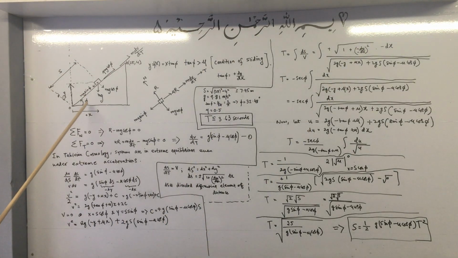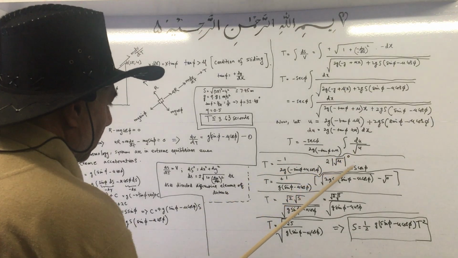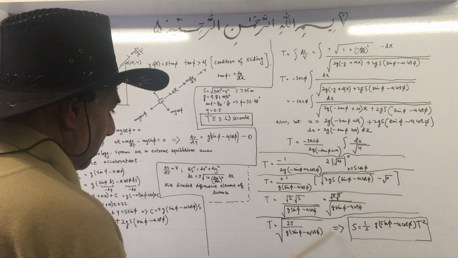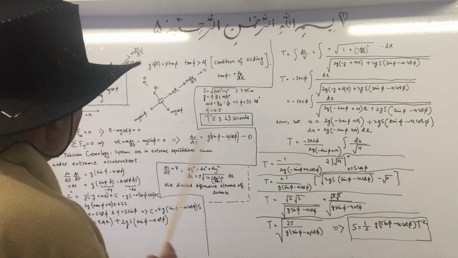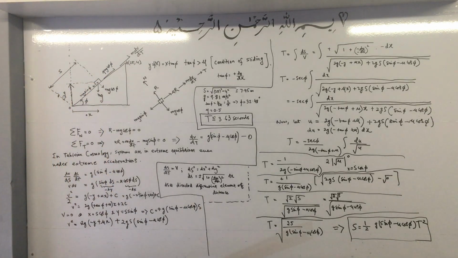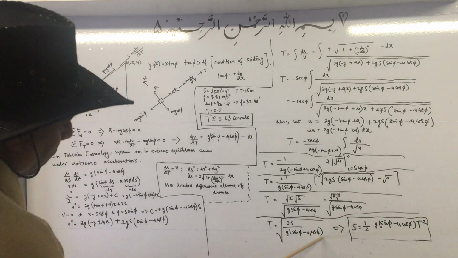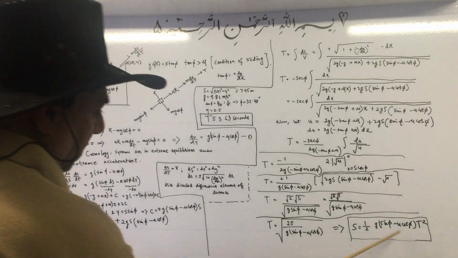Okay, x is s cos phi, where the body starts, down to when x becomes 0. You put this one in, and you get t is equal to the square root of 2 times s, the distance, divided by g sin phi minus mu cos phi. Or you can write it like this too.